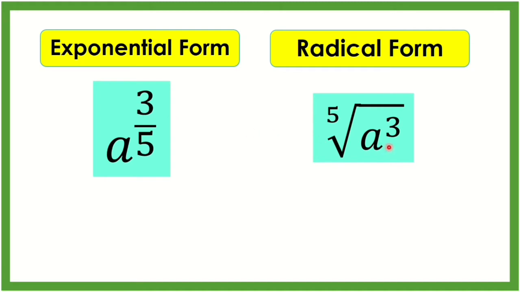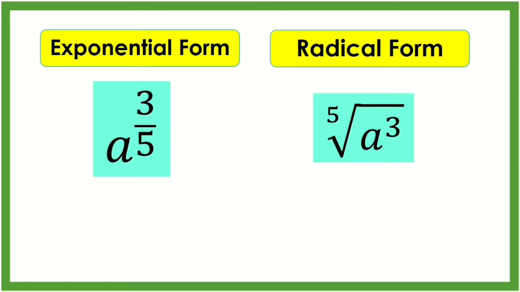Yung ating numerator, siya yung naging exponent. Yung denominator nung ating exponent, siya yung naging index. Sa radical form, itong 5 ay tinatawag nating index. Yung a cube naman ay tinatawag nating radicand. At yung 3, yun yung ating exponent.